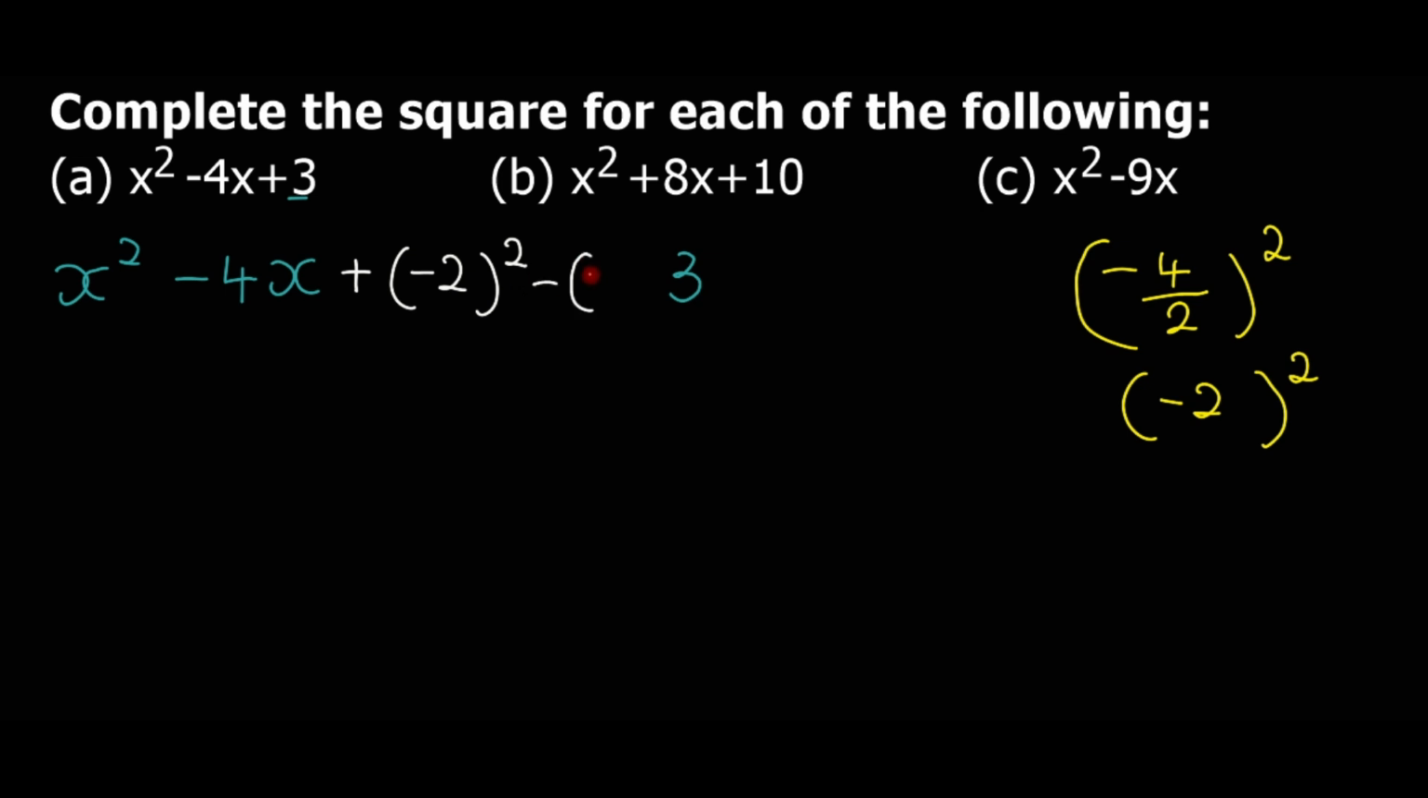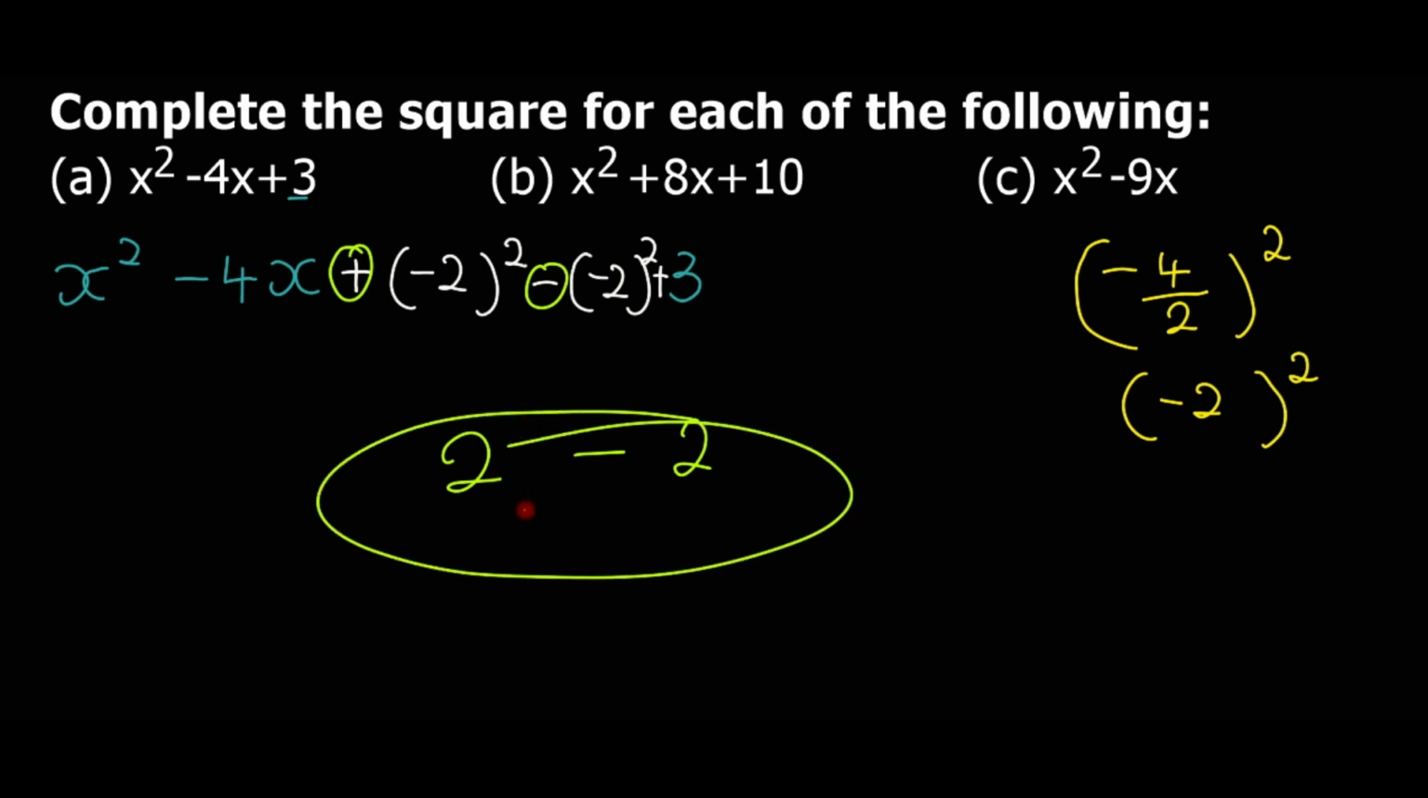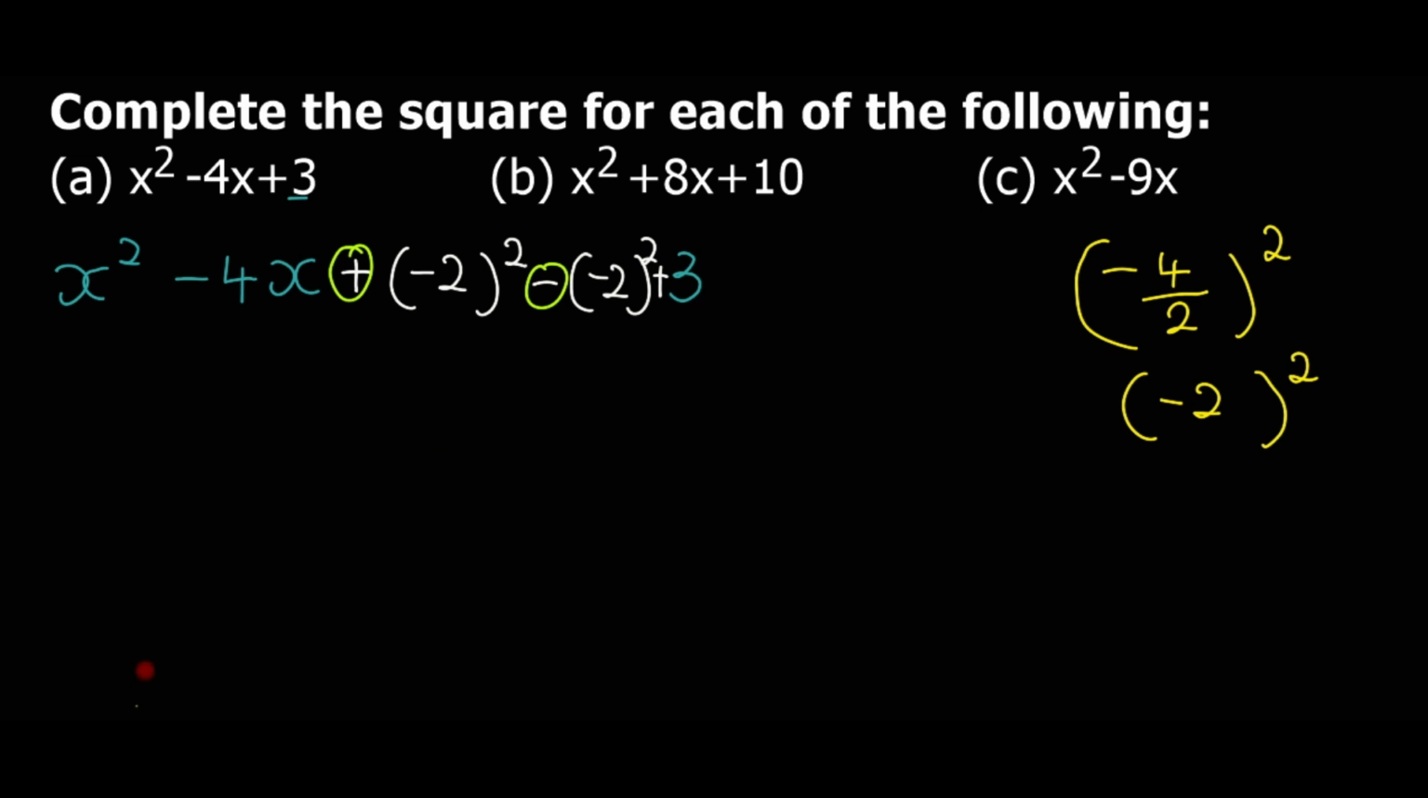And then, we also subtract it. The reason we subtract is that we must not change this expression. Because if we add, we have to subtract, so that we don't change anything. It is the same as saying 2 minus 2, and 2 minus 2 is 0. So we don't change anything. This step is very important. And then from there, we have x squared minus 4x, and then this part, minus 2 all squared, is positive 4, and then this one is minus 4, and then plus 3.